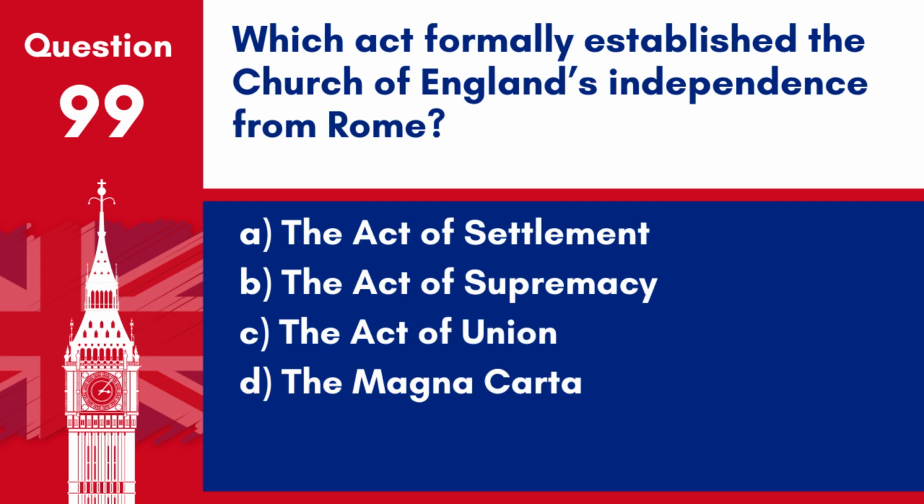Question 99. Which act formally established the Church of England's independence from Rome? A. The Act of Settlement. B. The Act of Supremacy. C. The Act of Union. D. The Magna Carta. Answer: B. The Act of Supremacy. The Act of Supremacy, passed in 1534, formally established the Church of England's independence from the Roman Catholic Church and the authority of the monarchy over the Church.